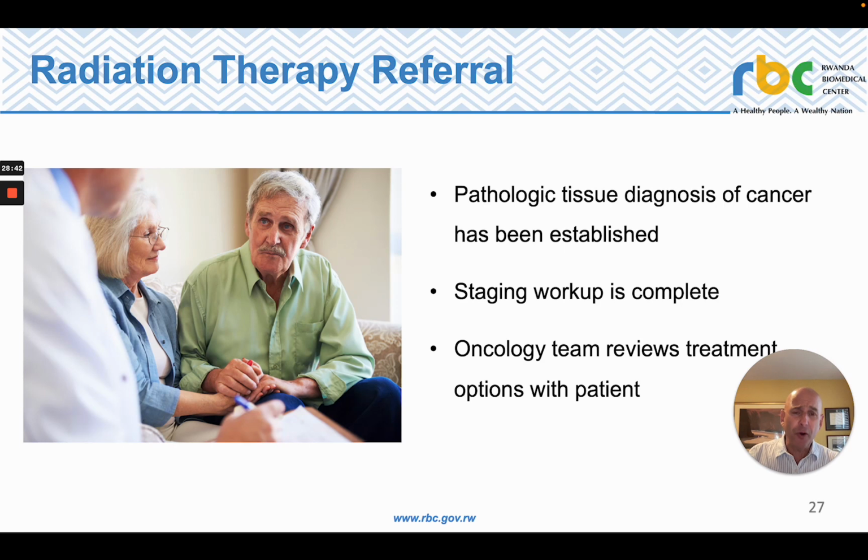So patients are referred to the radiation oncologist usually after a tissue diagnosis of cancer has been established, and usually after a staging workup has been complete to make sure that we know whether the patient has localized disease or metastatic disease, as that will inform your treatment recommendation. The oncology team then reviews the treatment options with the patient at that point.